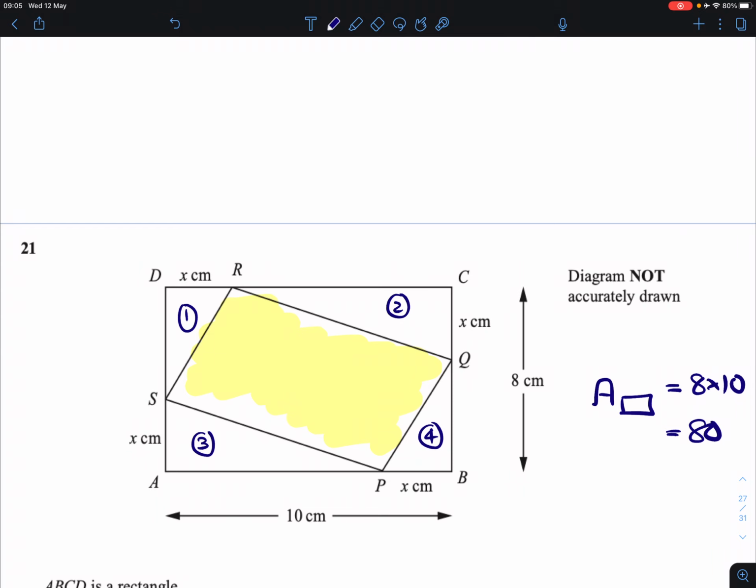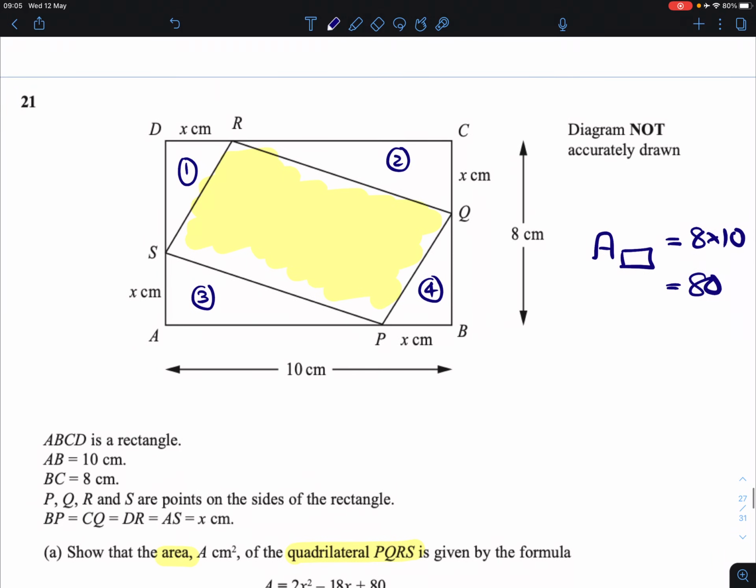So the area of 1, base is x, height we don't have yet, but we do know that 8 is the whole thing, and x is this, which means this is the difference. So 8 minus x gives us that. While we're at it, I can also figure out an unknown length that we'll need here. 10 is the total width, x is this width, so we have 10 minus x, like so.